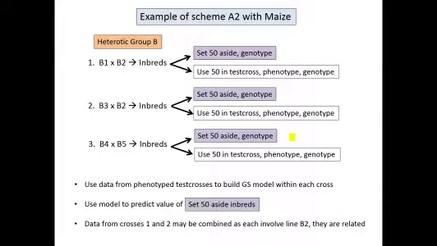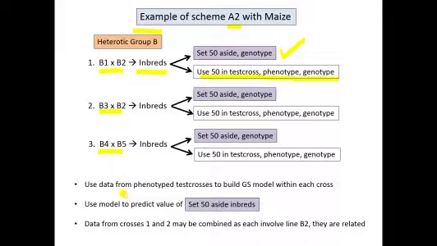And here's just an example of using Scheme A2, as I've called it, in maize. You have a heterotic group B. You cross 2 inbred lines from heterotic group B, develop inbreds. You take 50 of those, make them into test crosses, phenotype them, and also genotype the inbred lines themselves. You take 50 more inbred lines from that same cross and set them aside. And you do this for another cross and a third cross.